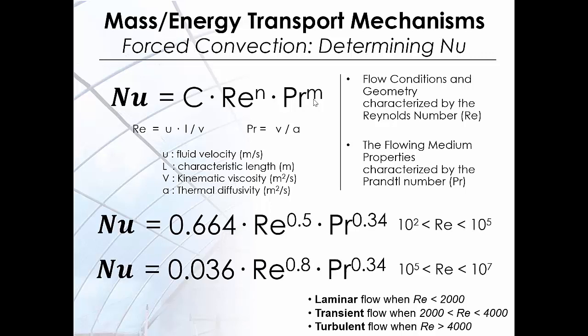For low ranges of Reynolds numbers, for instance 10 to 2 or 10 to 5, we can use this equation, while the Nusselt number equation takes this form for a Reynolds number ranging from 10 to 5 to 10 to 7. Since these equations are a result of laboratory experimentation, it is necessary to modify them to apply to greenhouse settings.